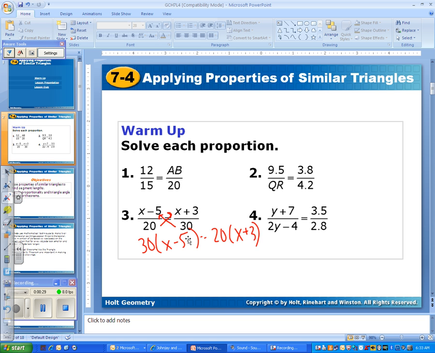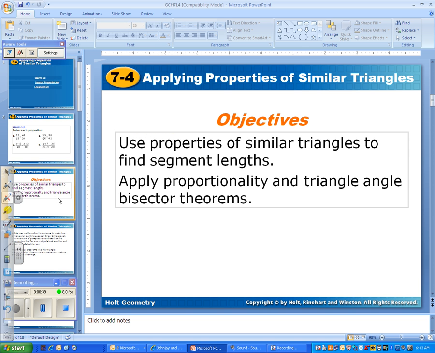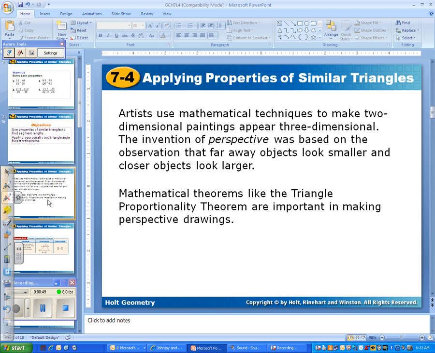And then you'd have to do your fun algebra, distribute, move the x's over, and combine like terms and solve for x. So that's what we're going to be doing more today. We're going to learn 4 things today. Again, use properties of similar triangles to find segment lengths, and apply proportionality and triangle angle bisector theorems. So 4 things that we're going to talk about today.